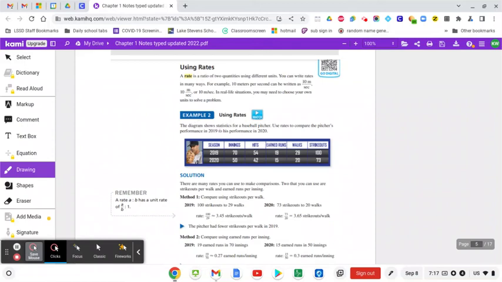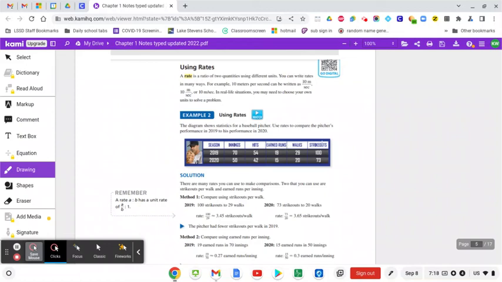Okay. So it says the diagram shows statistics for a baseball pitcher using rates to compare the pitcher's performance in 2019 compared to his performance in 2020. So if we're trying to figure out how to compare, we can look at different parts of it.